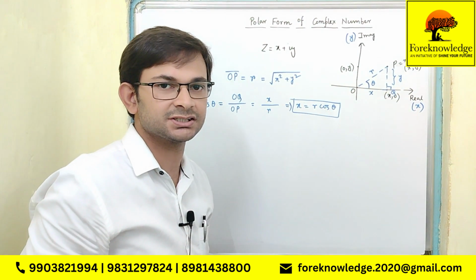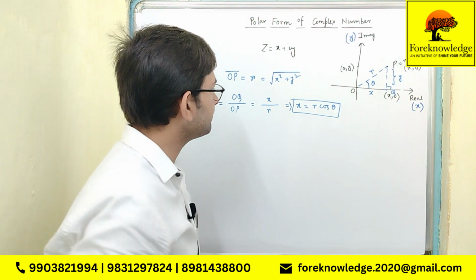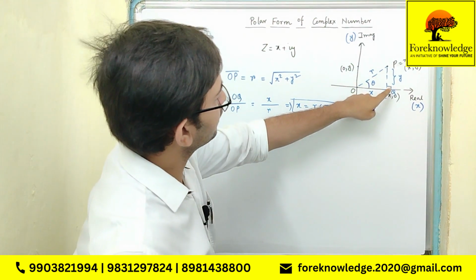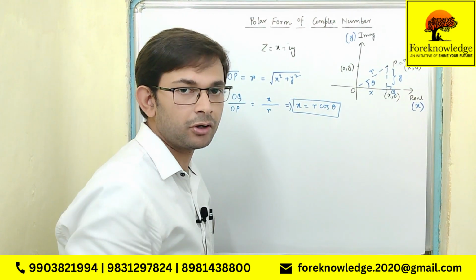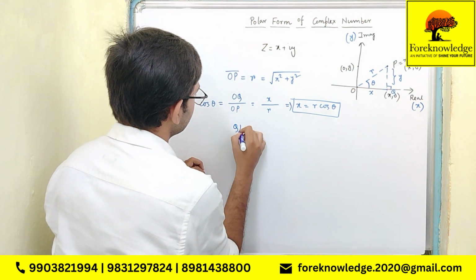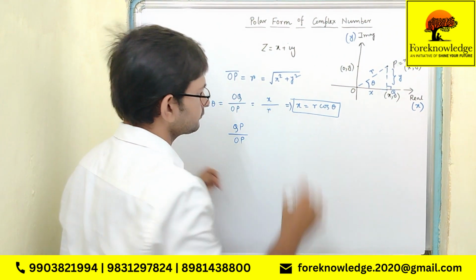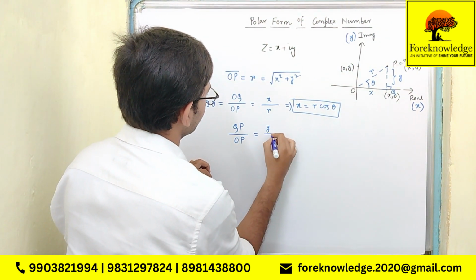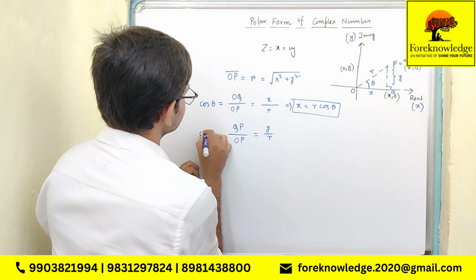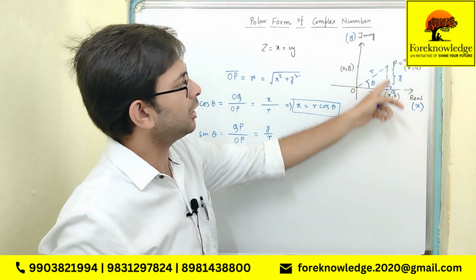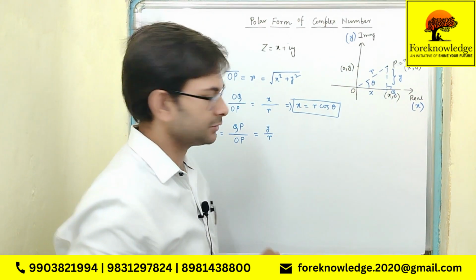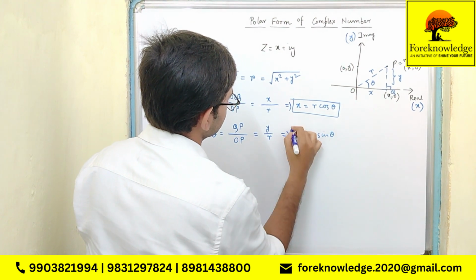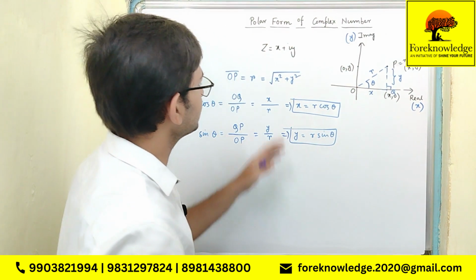We have replaced x successfully. Now how do we replace the y? Very simple, in a similar manner. QP is the height or altitude, so QP divided by OP. What is OP? OP is the hypotenuse of the triangle. This is nothing but y upon r. This is sine theta. Why sine theta? Because altitude by hypotenuse. So this is nothing but y equal to r sine theta.